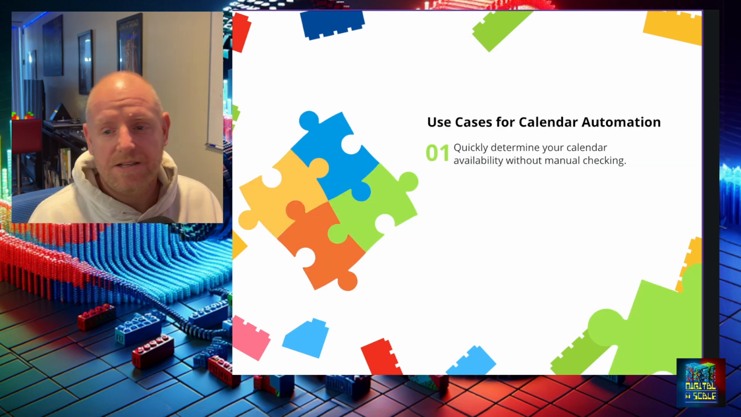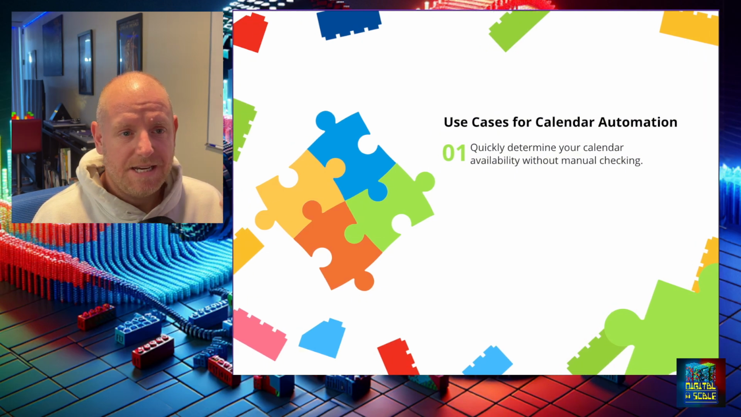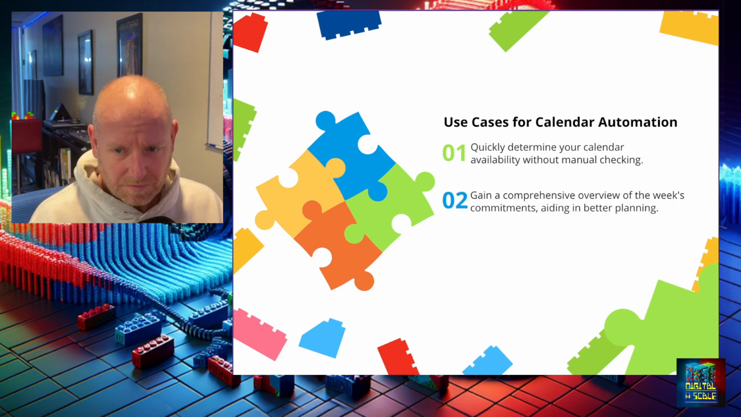So some use cases that we're going to be going over: just being able to quickly determine your calendar without having to go in there. We're going to set up a Sidekick that allows people or other AI agents to check availability. We're going to set up a quick little automation to check for future use. We're also going to set up one that summarizes and gives you a full overview of what you have planned so you can use it in planning.